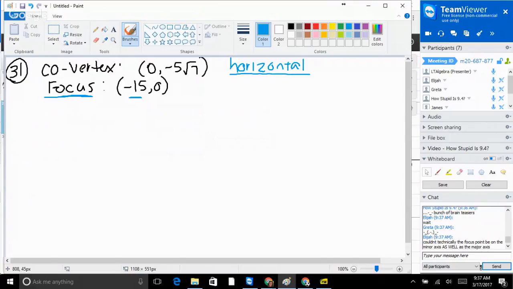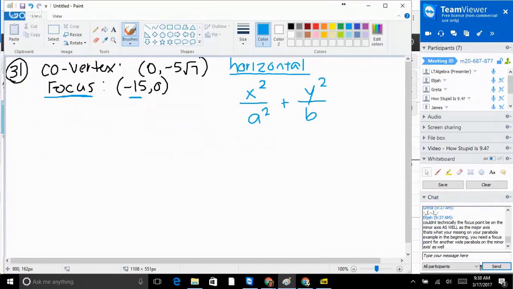So when I know that this is horizontal because the focus point is on the major axis and the major axis is x, that means it's x squared, and the a squared goes under the x squared because it's horizontal, plus y squared over b squared equals 1, right? And the other equation I know that's always true is that c squared equals a squared minus b squared.